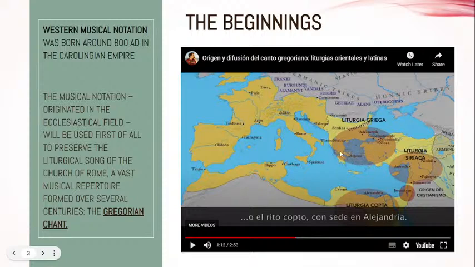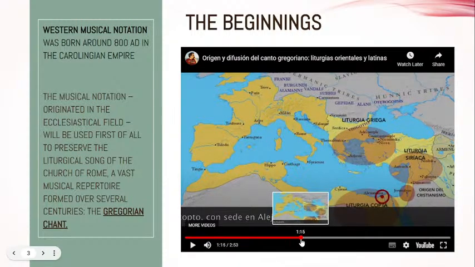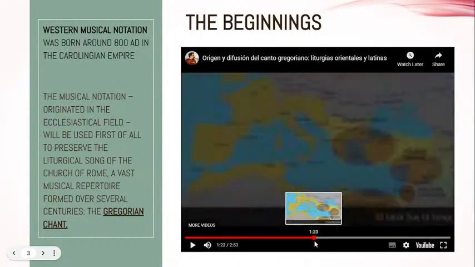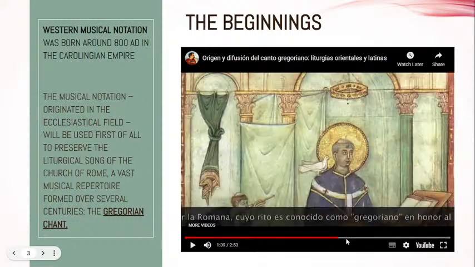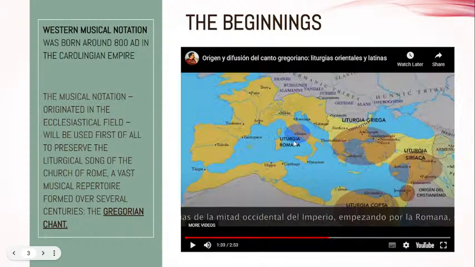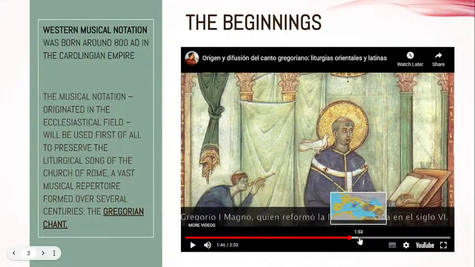Then you arrived to Athens, or Greece actually, and that was mixed with Greek Orthodox music. Then after that, when you came to Rome, it started to be sung in Latin. This is the Pope St. Gregory.